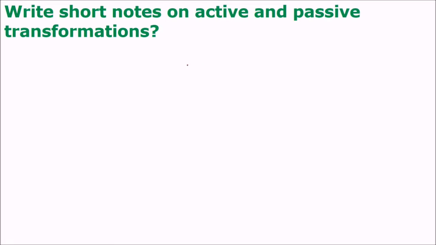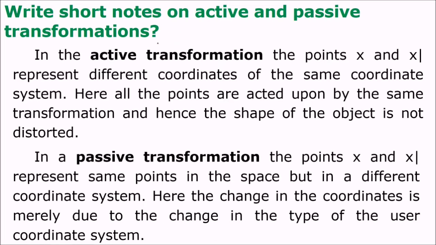Write short notes on active and passive transformation. In active transformation, the points x and x prime represent different coordinates in the same coordinate system. Here all the points are acted upon by the same transformation, and hence the shape of the object is not distorted. In passive transformation, on the other hand, the points x and x prime represent the same point in space, but in a different coordinate system. So the change in the coordinates is merely due to the change in the user coordinate system.